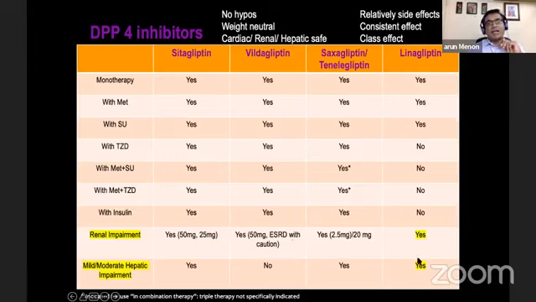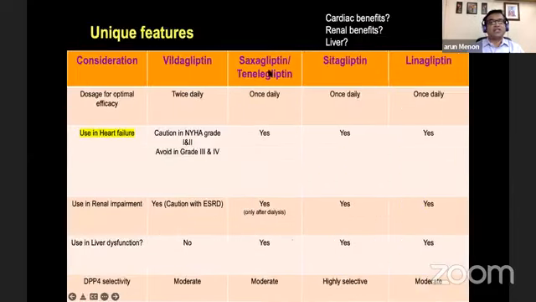Now, why is that? I think it has most to do with the fact that that is how it has been studied. Sita, Vilda and Saxa have more renal metabolism, whereas this one has more hepatic. Similarly, even in moderate renal impairment, with dose reduction, you can use it. So they are very safe agents in renal and liver disease.